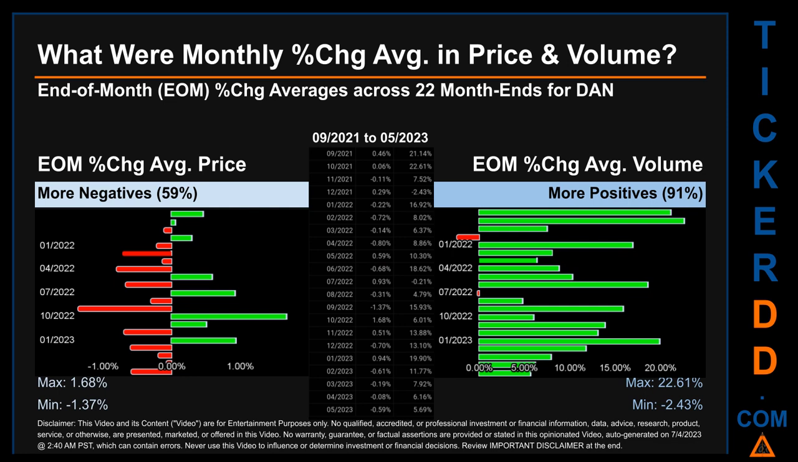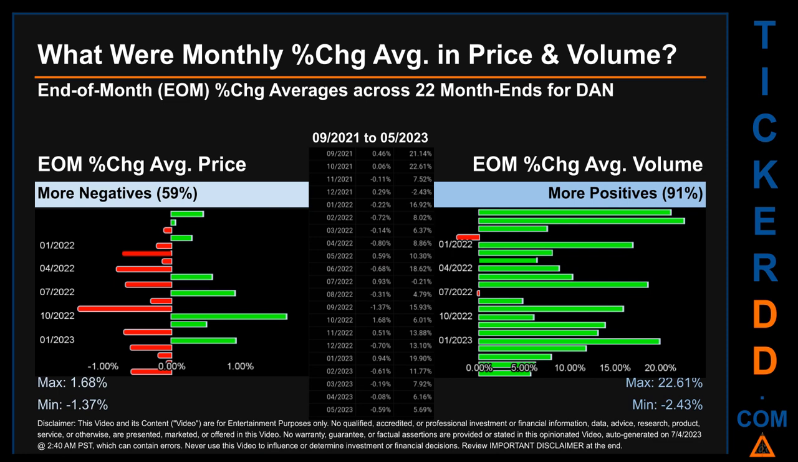What were end-of-month percentage change averages in price and volume for DAN? The monthly average of percentage change, in price and in volume, were calculated for each of the 22 month ends. That calculation took daily percentage changes and averaged them for each given month. If a month end came out negative, then it means that the month summarily saw a negative change.